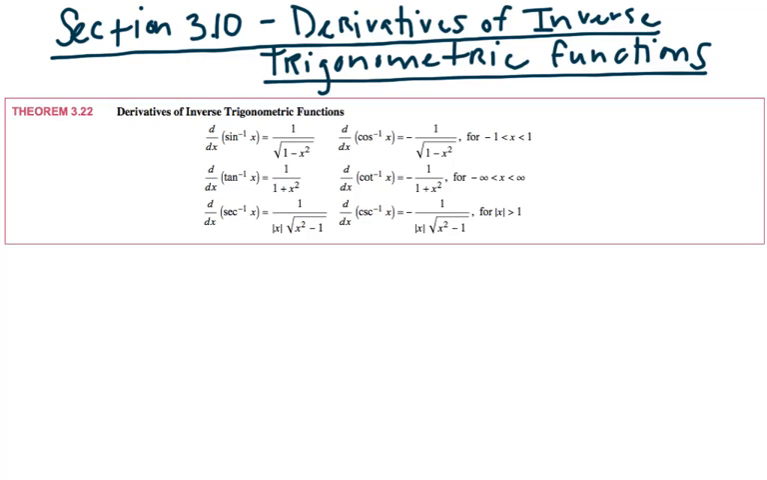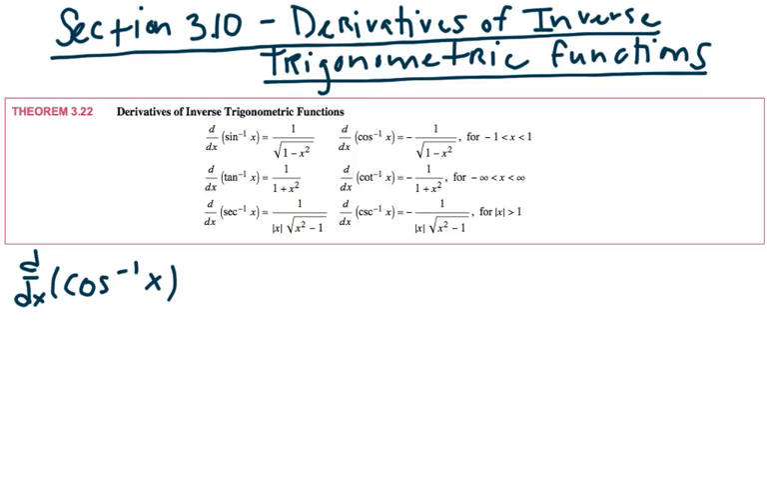Alright, so section 3.10, derivatives of inverse trigonometric functions. Here I have theorem 3.22 from the book, which lists all of the derivatives of the six main inverse trig functions. So you can see them here. A couple of them are derived in your book. I wanted to derive one here: the derivative of inverse cosine.